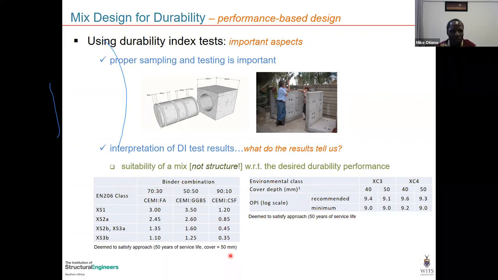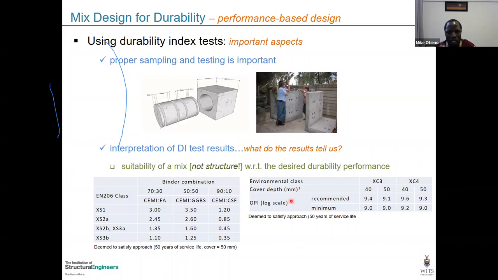So for a given cover of 40, for a 50-year service life, you can use either fly ash, slag, or silica fume blended cement. Depending on the type of blended cement you use, you will then have a different target value. And this is something that we really need to think about, because these cements have different chemical compositions, and this affects, especially from a chloride penetration point of view, the rate of diffusion of chlorides into the concrete.